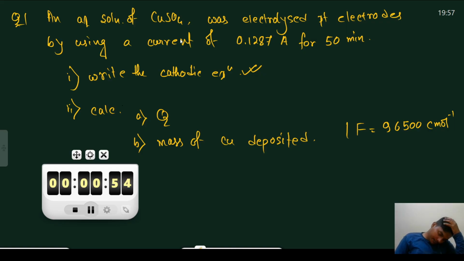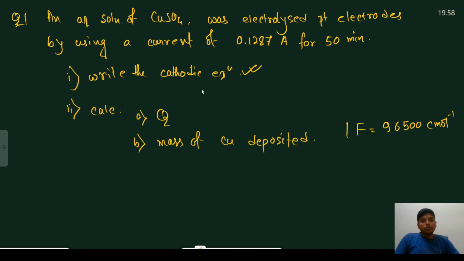The charge is 386.1 coulomb. Good. Next, the mass is 0.1270 gram. Correct. Very good. So what is the cathodic equation then? The cathodic equation is reduction of copper: Cu2+ plus 2 electrons gives Cu. Yes or no?